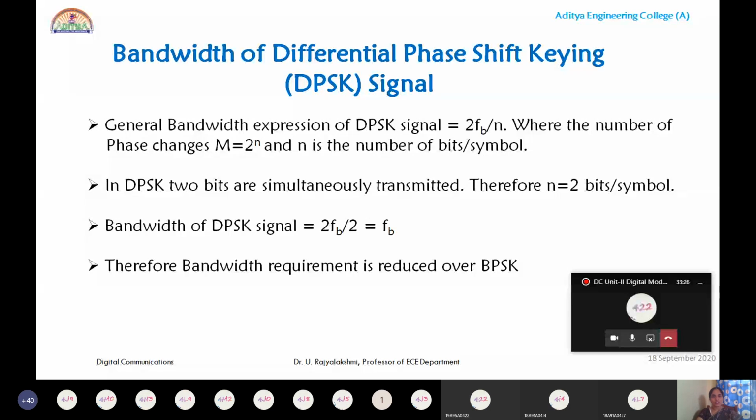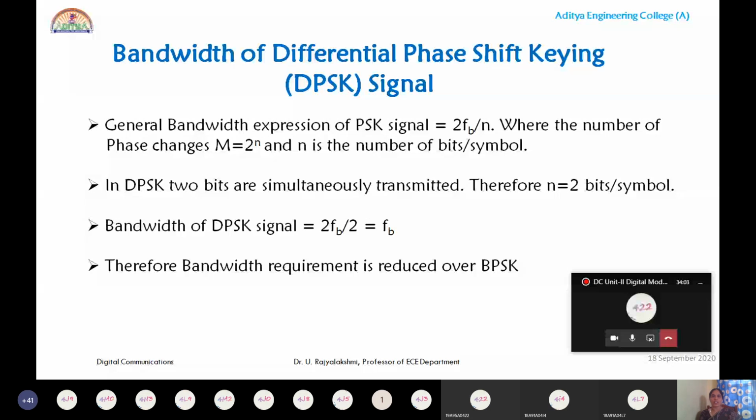Okay. Now, please always remember the general bandwidth expression for any kind of PSK signal. The general bandwidth expression for any kind of PSK signal is 2FB by N. Please remember that the general expression for any PSK signal is 2FB by N, not only for DPSK signal. Now let us compare it with BPSK. What is the value of N in binary PSK signal?